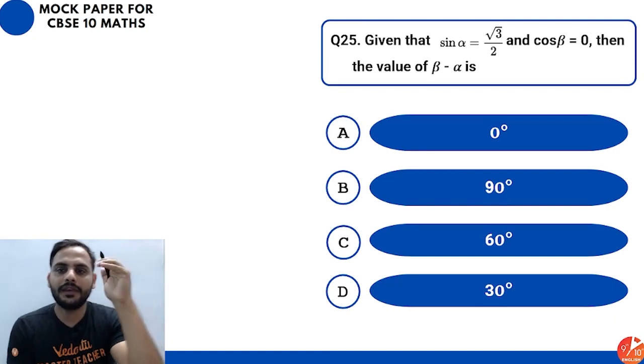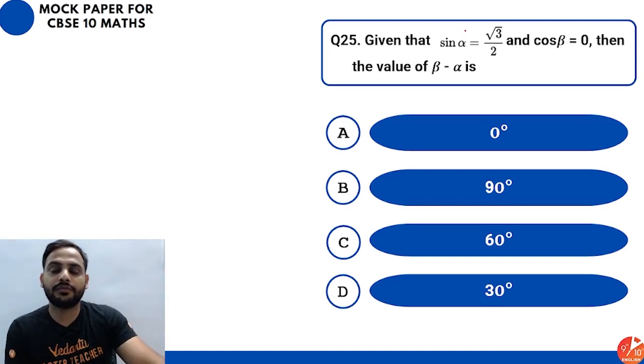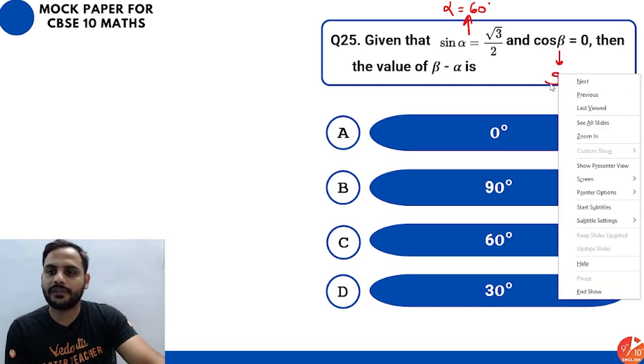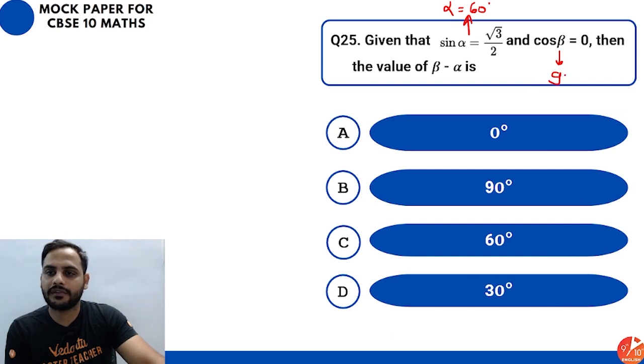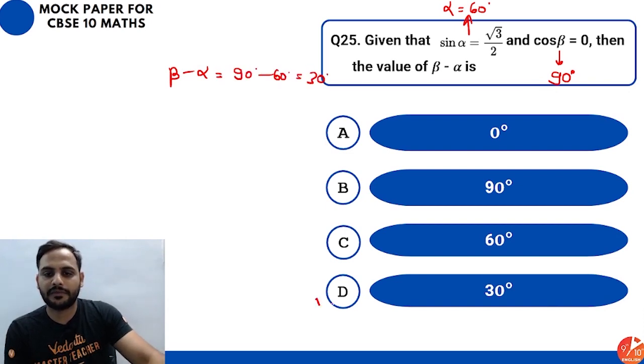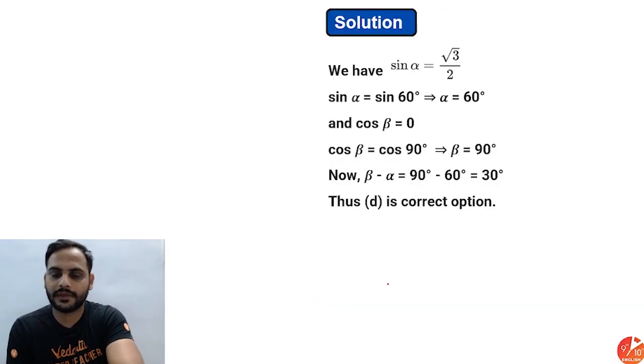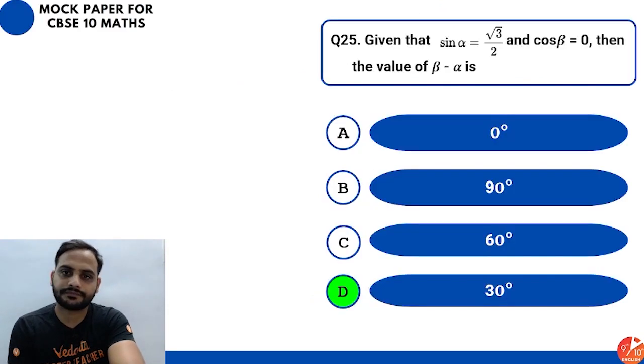Now, sine alpha is root 3 by 2, and sine 60 degrees is also root 3 by 2. So I can say alpha is equal to 60 degree. Cos beta is 0, and we know cos 90 degree is also equal to 0. So beta is equal to 90 degrees. Then the value of beta minus alpha is 90 minus 60, which is equal to 30 degrees. As simple as that. Simple logic.